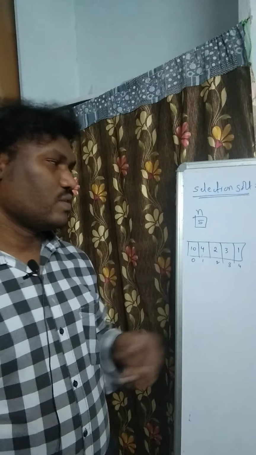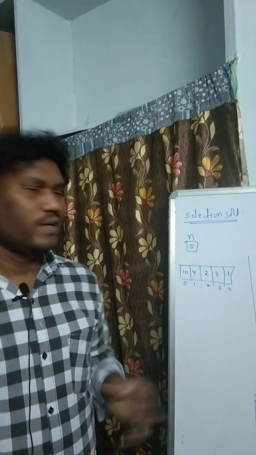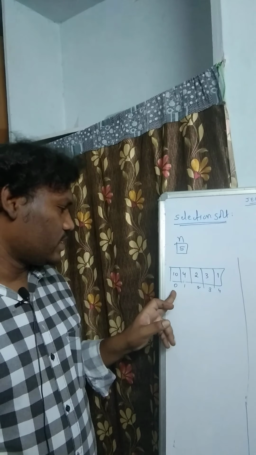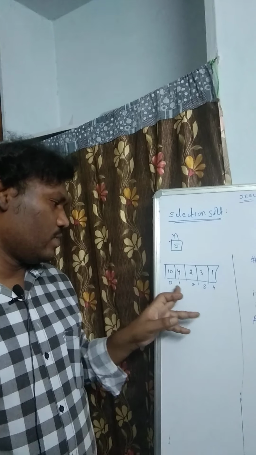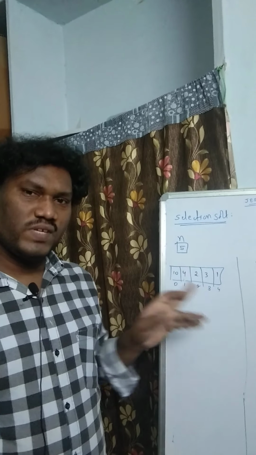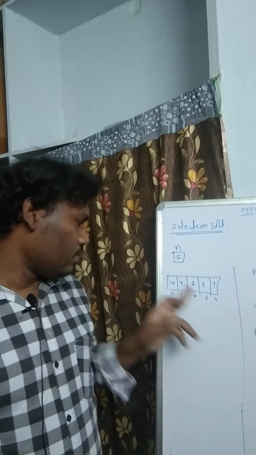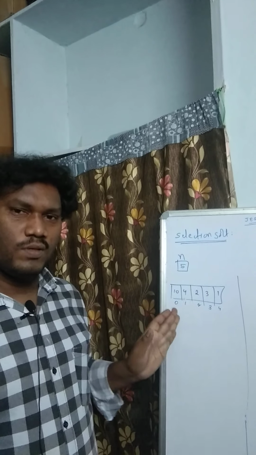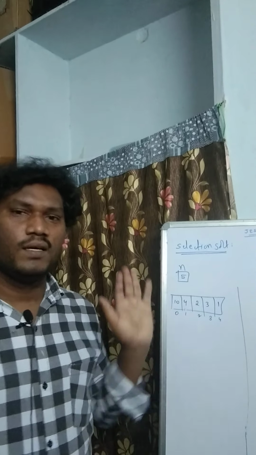Today I am going to explain the selection sort. This is also one of the important sorting techniques. In this sorting technique, the first element of the array will be compared with the remaining elements. Whichever is minimum will be placed at the first position. This process is repeated until all elements are sorted.